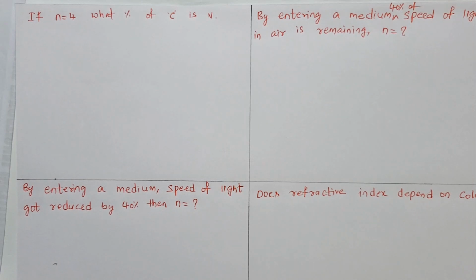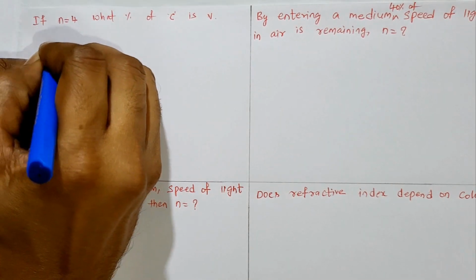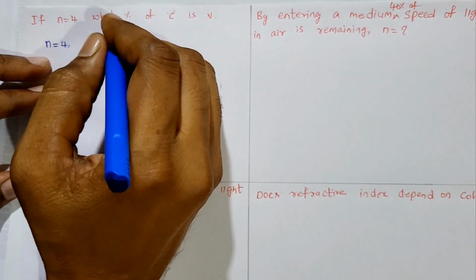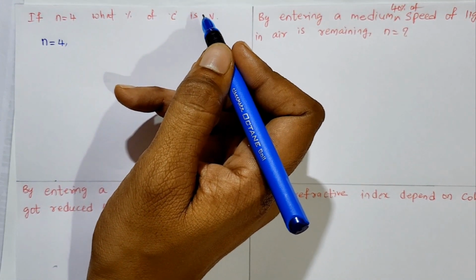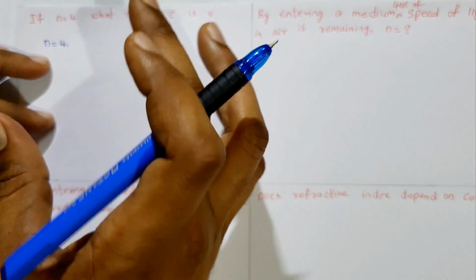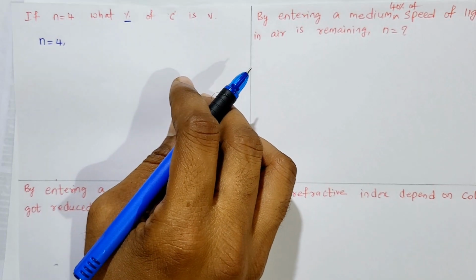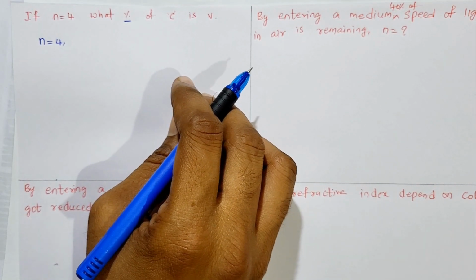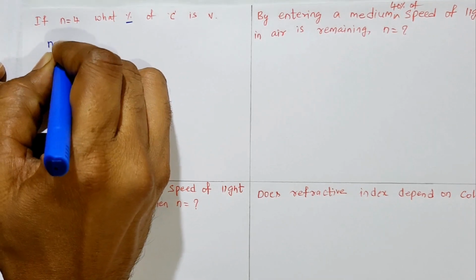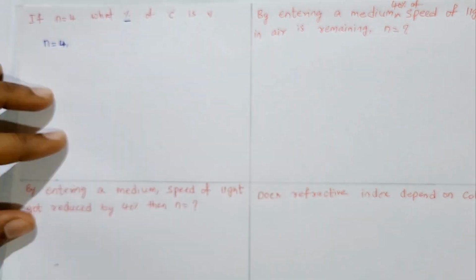If n is equal to 4, what percent of C is V? The refractive index of a medium n is equal to 4. What percentage of C is V? Are you getting my question or not? We have involved percentages in the light chapter. You have percentages in CBSE Class 10, so that percentage we involved here. So n is equal to 4. What percentage of C is V? First find V.